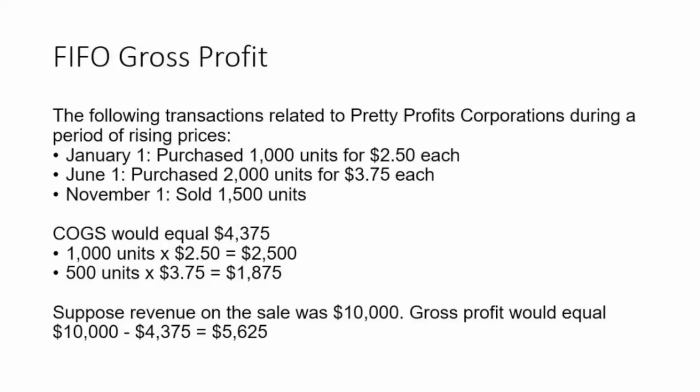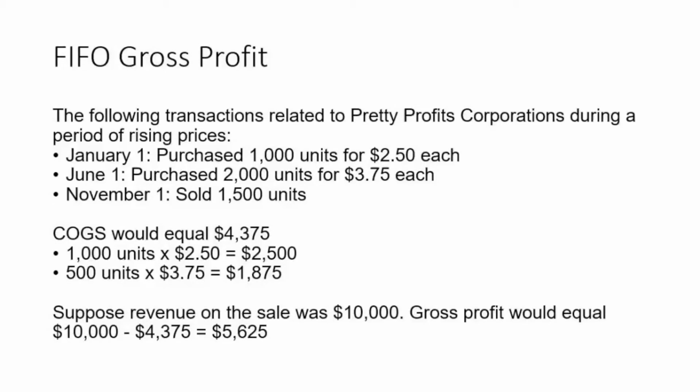Let's assume the following transactions related to Pretty Profits Corporation during a period of rising prices. January 1st, Pretty Profits purchased 1,000 units for $250 each, and then on June 1st they purchased 2,000 units for $375 each. On November 1st, they sold 1,500 units. First, we'll go ahead and determine cost of goods sold.